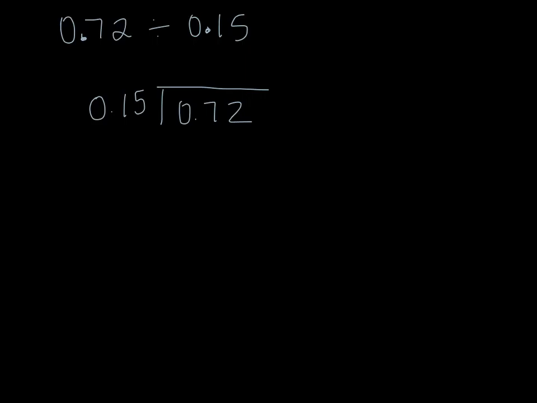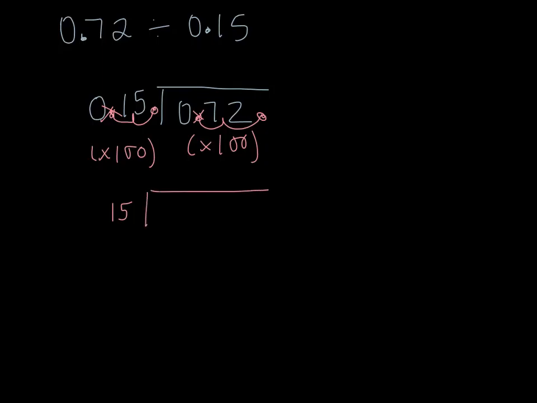So I can ask myself, how many times do I need to move this decimal for 15 hundredths to become a whole number? And I know that if I were to multiply this number by 100, it would move the decimal twice, so it would become 15. And if I move it twice on the outside, I've got to move it twice on the inside. So I've multiplied both numbers by 100, which means the relationship between these numbers is still the same.